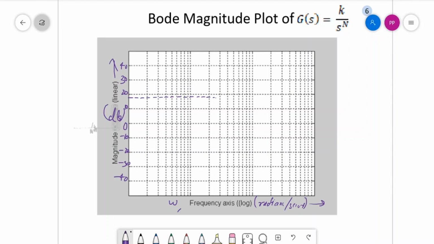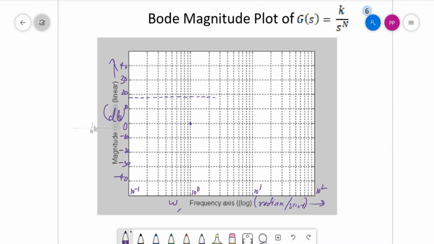This will cross the 0 decibel line at omega equals 1. So suppose I take omega equals 10 power 0, which means 1. This is 10 power minus 1, then this is 10 power 1, and this is 10 power 2. So at 0 decibels, suppose this is the line. Here you are drawing the minus 20 n decibels per decade asymptote.